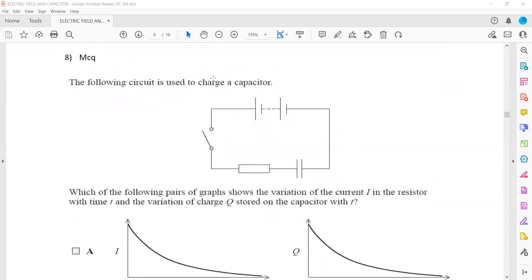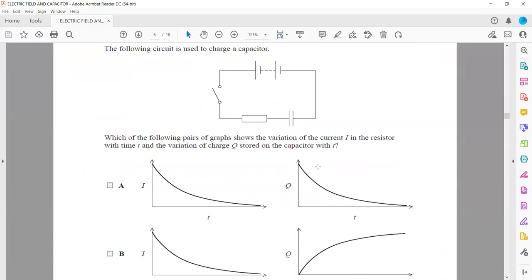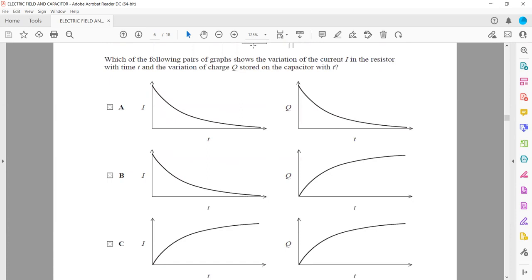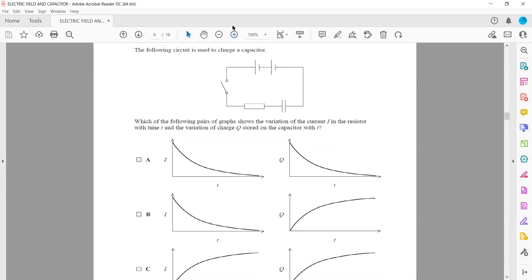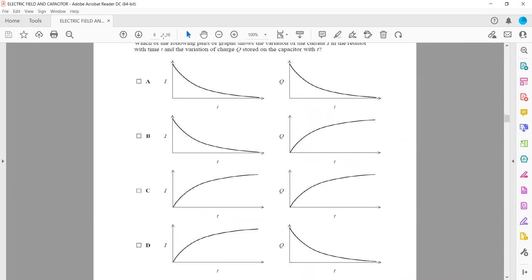In question 7, the following circuit is used to charge a capacitor. Which of the graphs shows the variation of current? Current always decreases, whether it is charging or discharging. So options C and D cannot be the answer. When the capacitor is charging, the charge on the capacitor will increase. So discharging and charging currents are the same, but the charge stored increases, and if the capacitor is discharging, the charge on the capacitor will decrease. So in this case, B is the right answer.